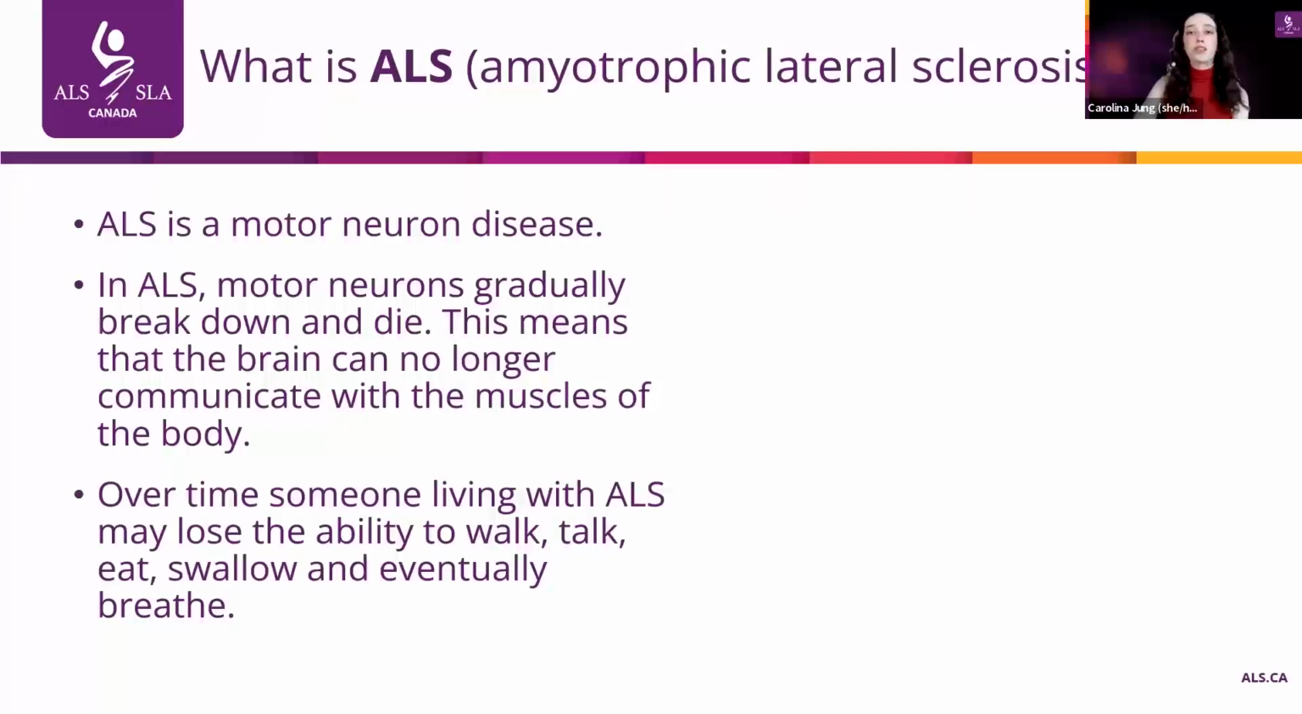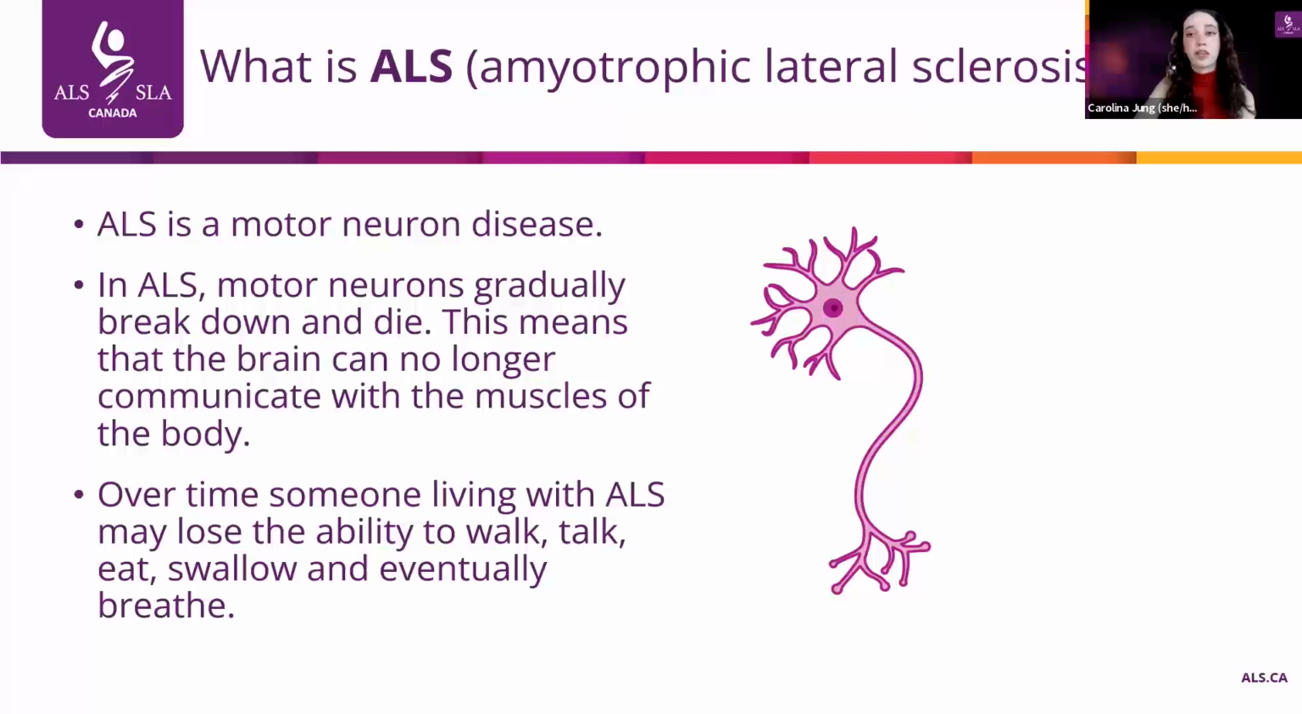So to start us off, I would just go over a little bit of info on what is ALS, which you might also have heard as Lou Gehrig's disease. So ALS affects the motor neurons. Motor neurons are the specialized cells within our bodies that you can think of as the internal wiring or the messengers that allow the brain to send signals to our muscles to control voluntary movement. So in ALS, these motor neurons gradually break down and die.